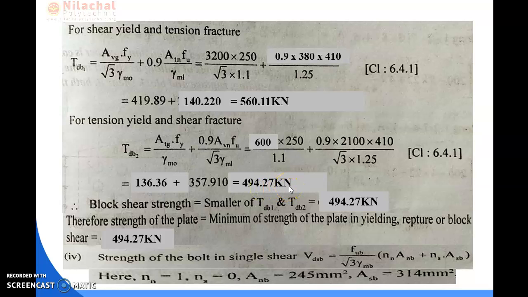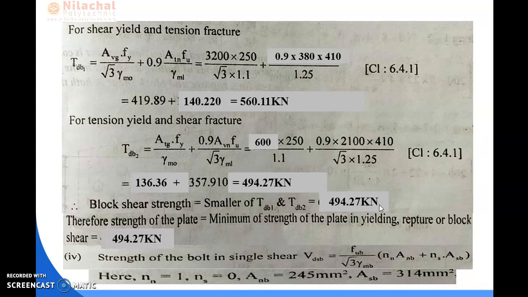So we know that the strength of the block shear in case of plate section or tension member is the minimum of TdB1 and TdB2. So the minimum value is here 494.27 kilonewton, which is the value of TdB2. Hence, the block shear strength of the plate section is 494.27 kilonewton.